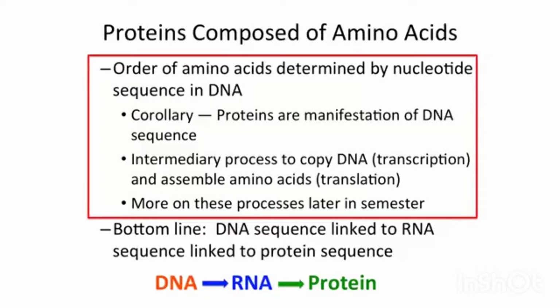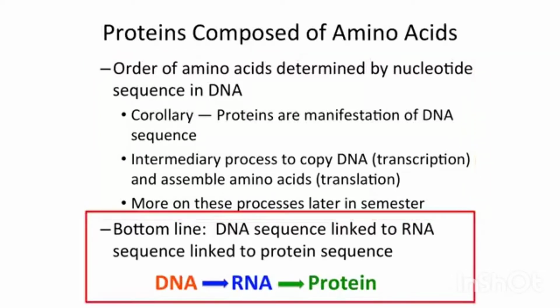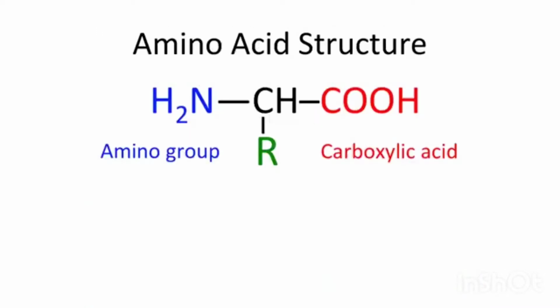There is an intermediary process that copies DNA and transcribes it into RNA, and on the basis of the sequence in RNA, which corresponds to the sequence in DNA, proteins are assembled into a sequence of amino acids. But those processes are beyond the scope of this course. The bottom line is that DNA sequence is linked to RNA sequence, is linked to protein sequence. Without the sequence in DNA, you don't get the protein sequence.